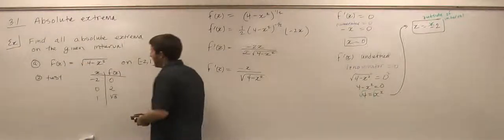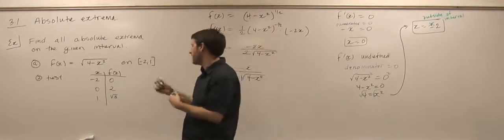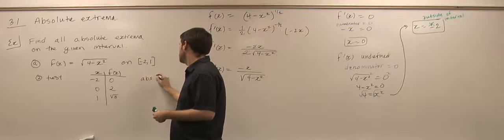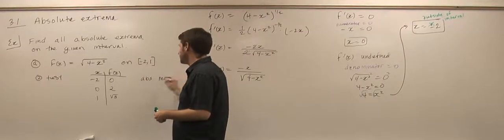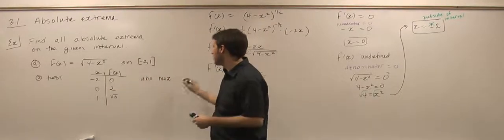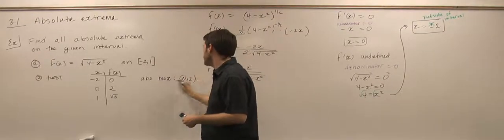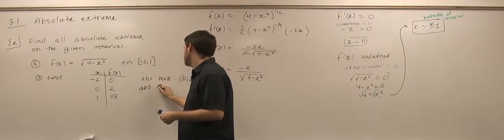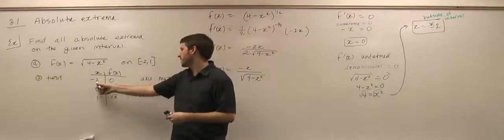So what's your absolute max and absolute min? Absolute max is 0, 2, because that's your highest y value. And absolute min is -2, 0.